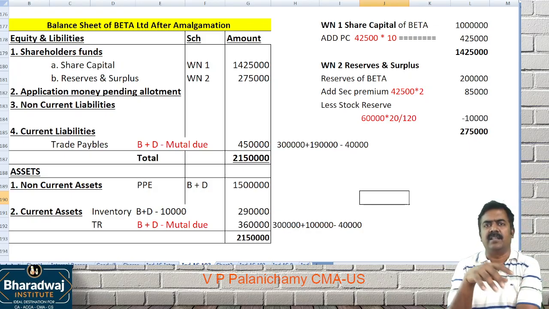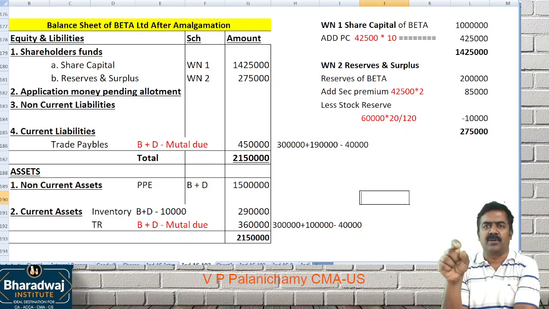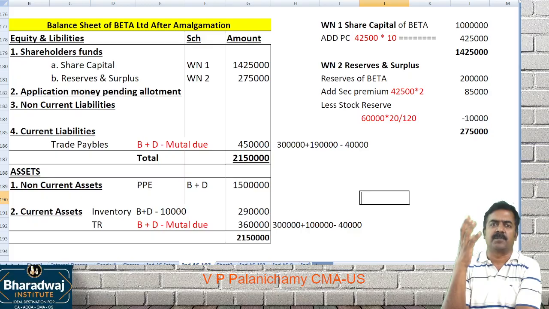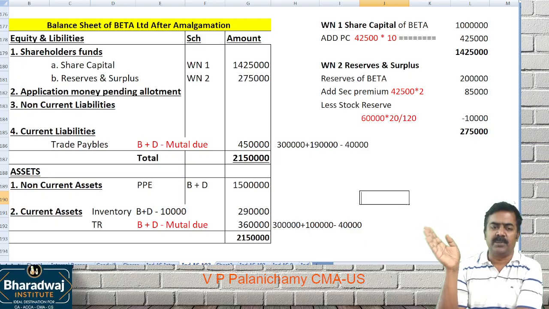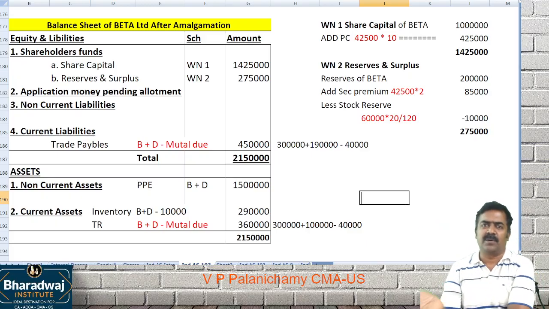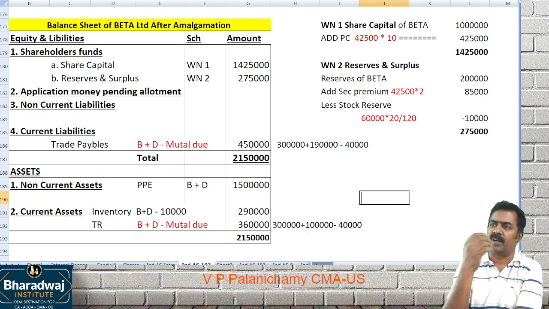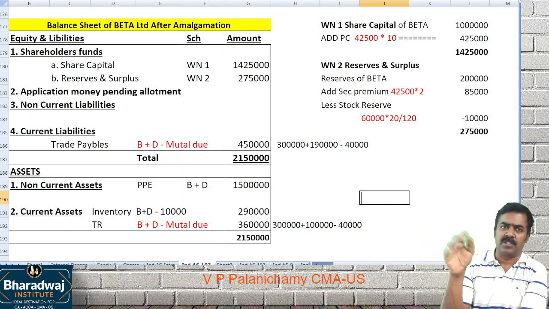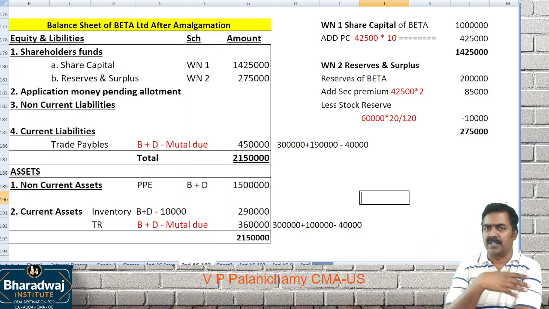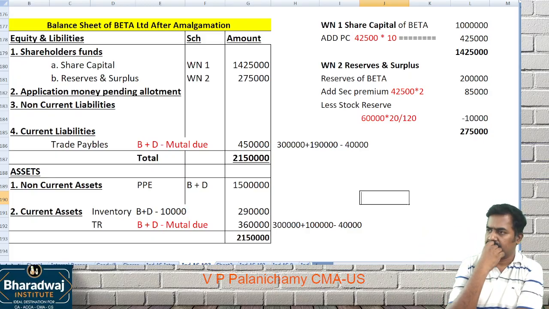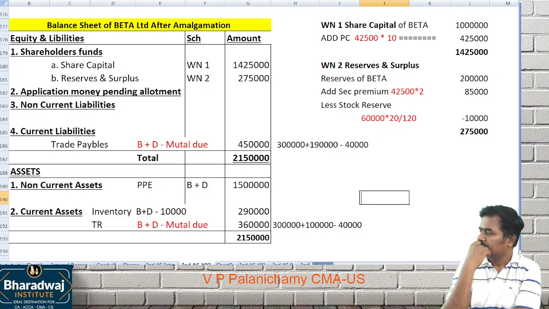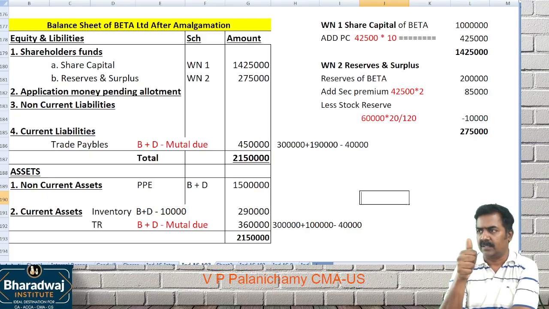Stock reserve, what is the journal entry? Stock reserve account debit to inventory account. Stock reserve is debited, so we adjust it in the P&L account. Inventory is credited, so it is reduced. And for eliminating the mutual due, trade payable account debit to trade receivable. So it eliminates from both liability as well as from what? Asset. Not only for this business combination, but also for Ind AS 110 consolidation, any mutual dues will be eliminated. Done.